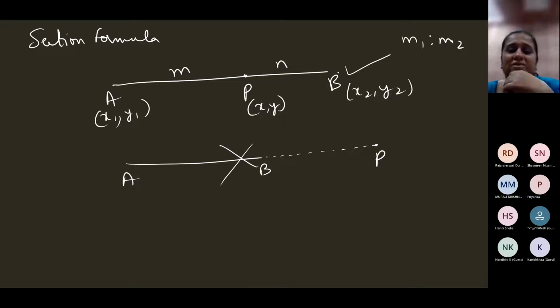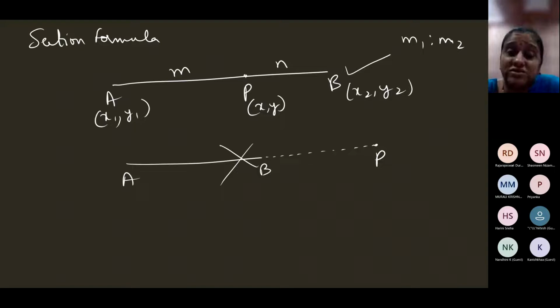So we basically have a line segment AB. You will know the address of A. You will know the address of B. And the ratio also will be known to you, M is to N. With all this information, you can find the address of P.